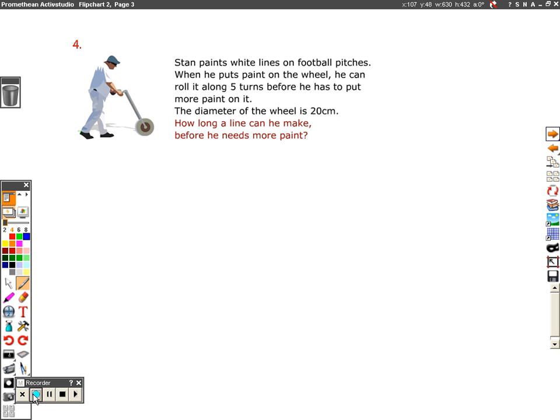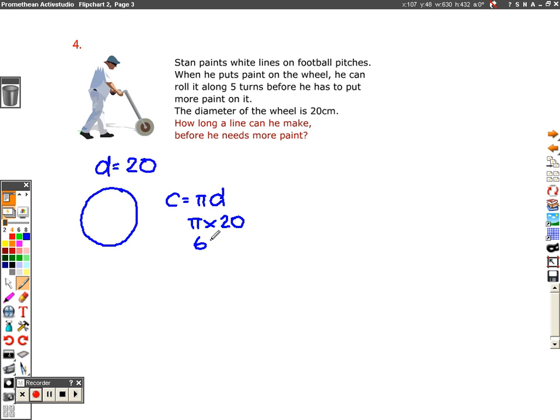Okay, question 4 then. Stan paints the white lines on football pitches. When he puts the paint on the wheel, he can roll it along 5 turns before he has to put the paint on it. The diameter of the wheel is 20. Now, that's an important piece of information. Diameter is 20. You're looking to find the circumference of the circle. C is equal to pi d. So pi times 20, because our diameter is 20, which gives us a value of 62.8.